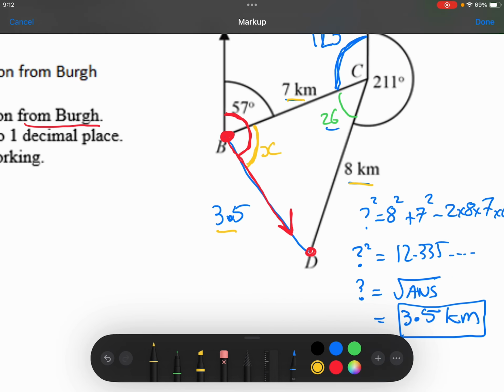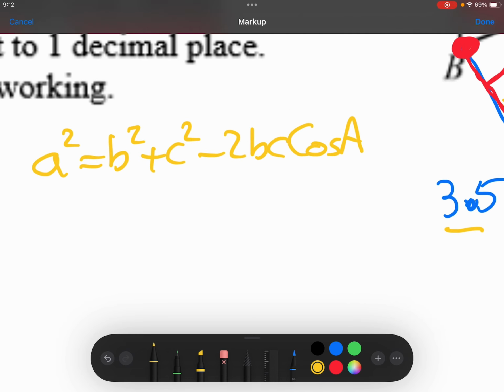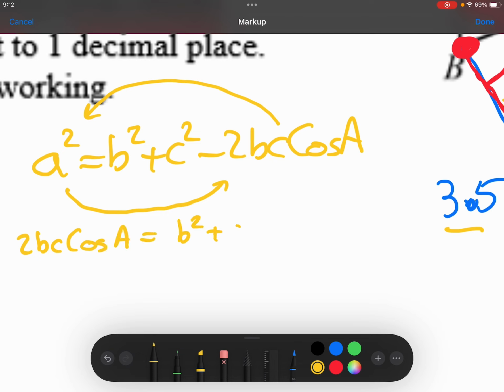A quick reminder about the cosine rule for angles. The general cosine rule is as follows. And if I rearrange this to make cos A the subject, I'll add this over here and I'll subtract the A squared. So we'll get 2bc cos A is equal to b squared plus c squared minus a squared. And then we'll divide both sides by 2bc.